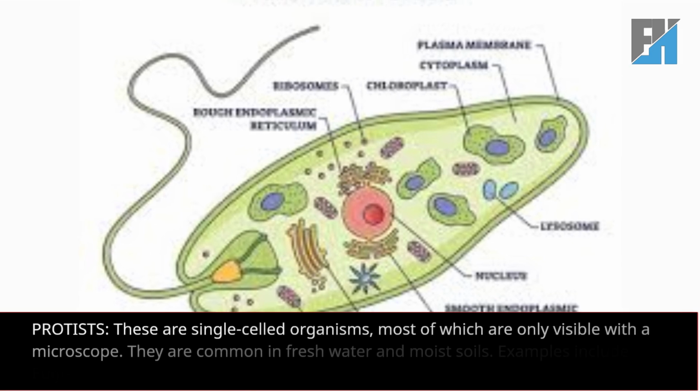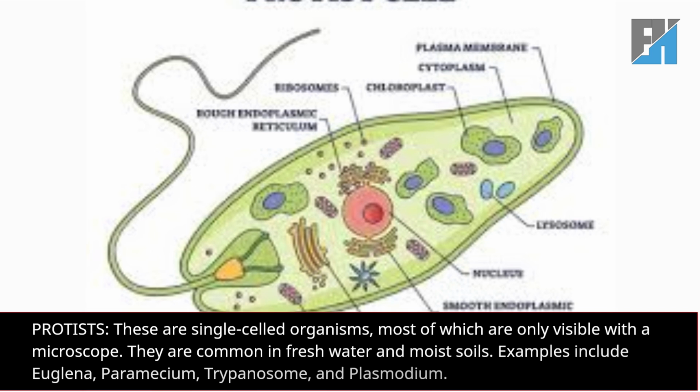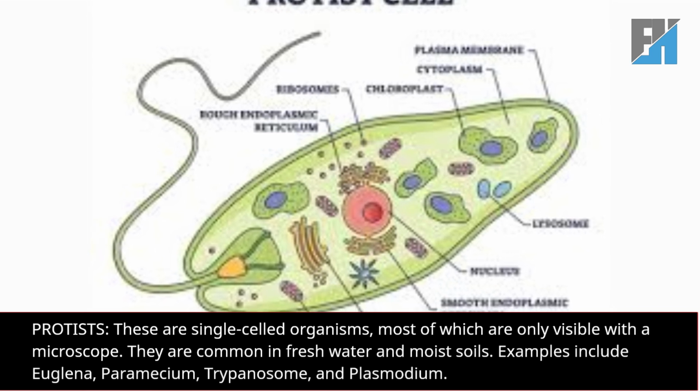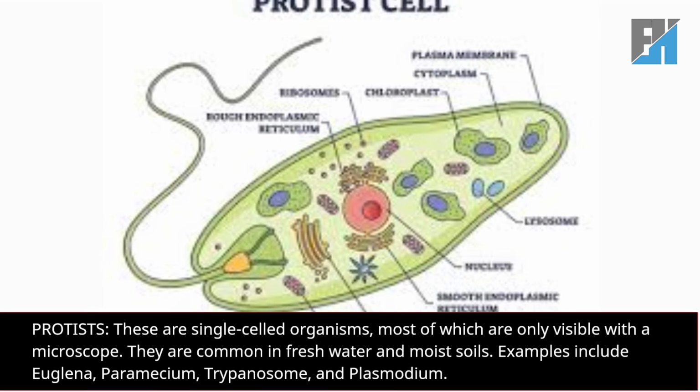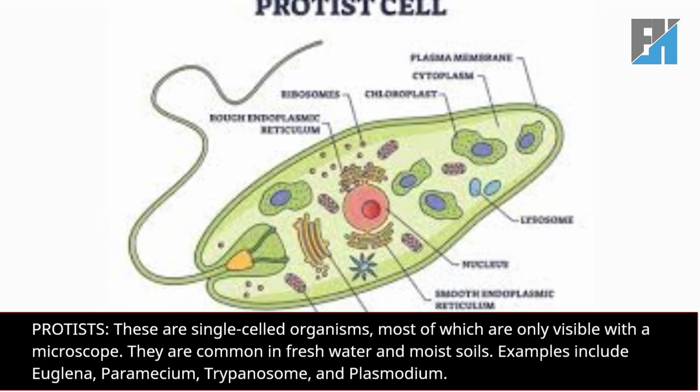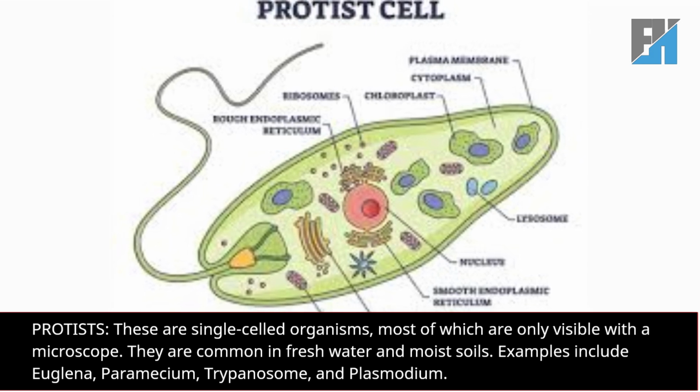Protists. These are single-celled organisms, most of which are only visible with a microscope. They are common in fresh water and moist soils. Examples include euglena, paramecium, trypanosome, and plasmodium.